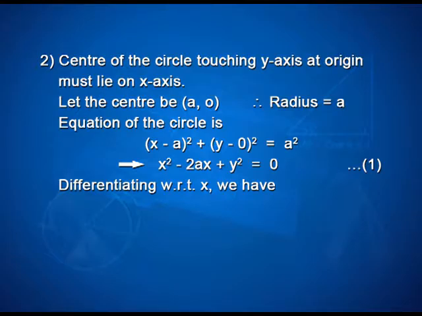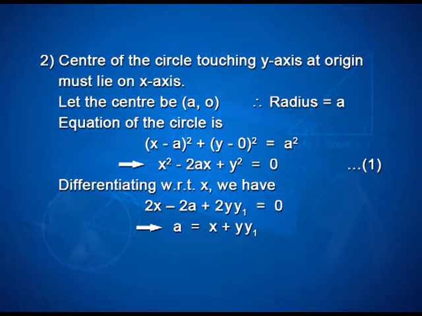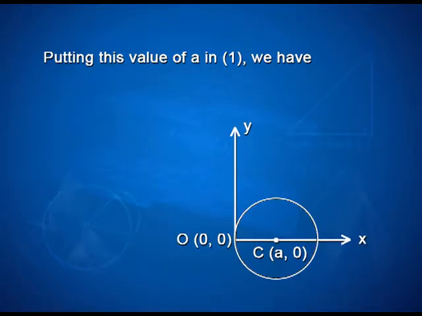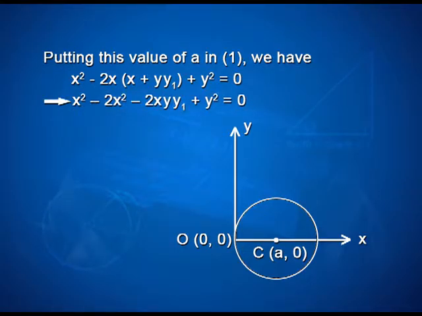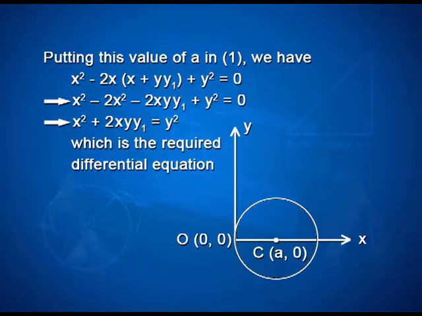Differentiating with respect to x, we have 2x minus 2a plus 2y into y1 is equal to 0. This implies a is equal to x plus y into y1. Putting this value of a in equation 1, we have x square minus 2x into (x plus y into y1) plus y square is equal to 0. This implies x square minus 2x square minus 2x y into y1 plus y square is equal to 0. This implies x square plus 2x y into y1 is equal to y square, which is the required differential equation.